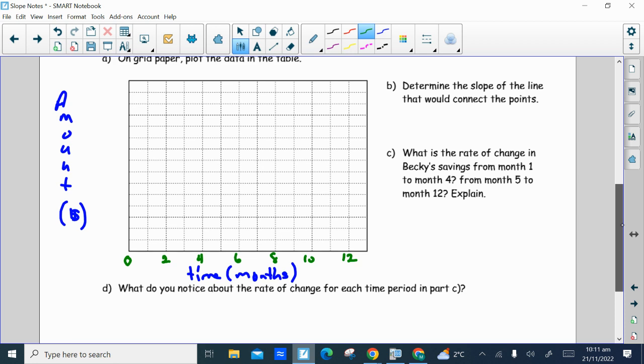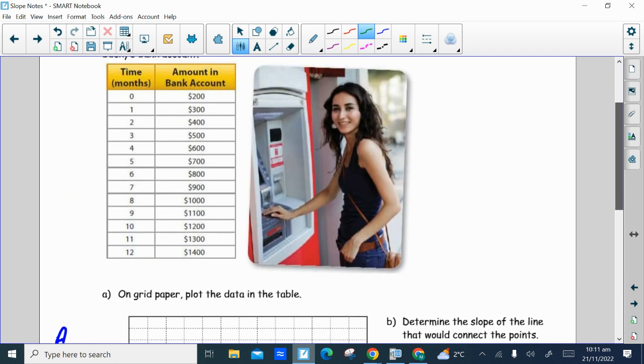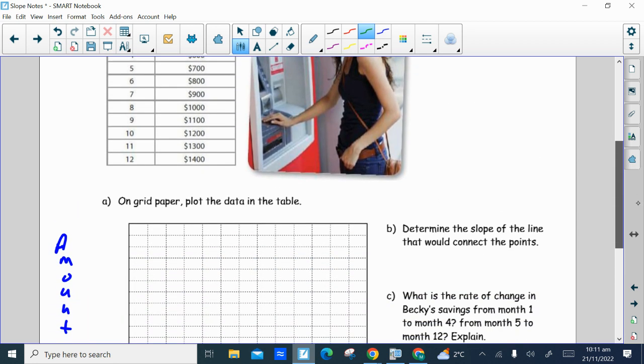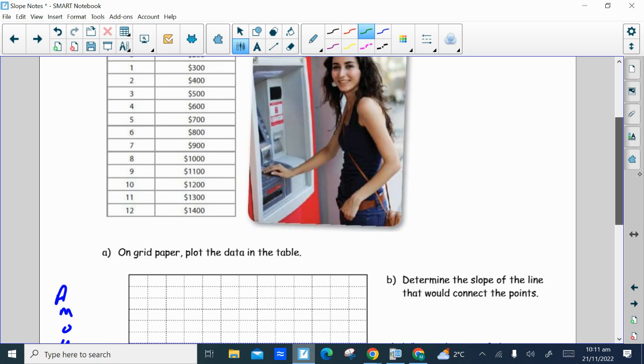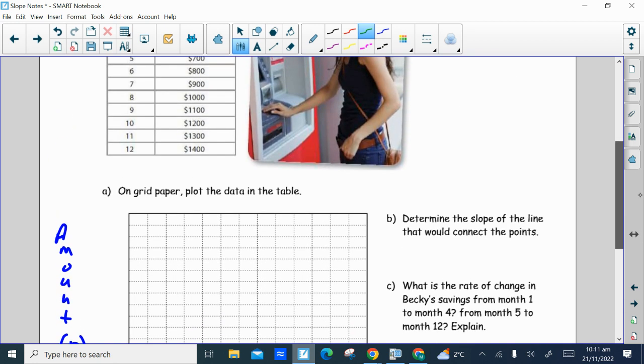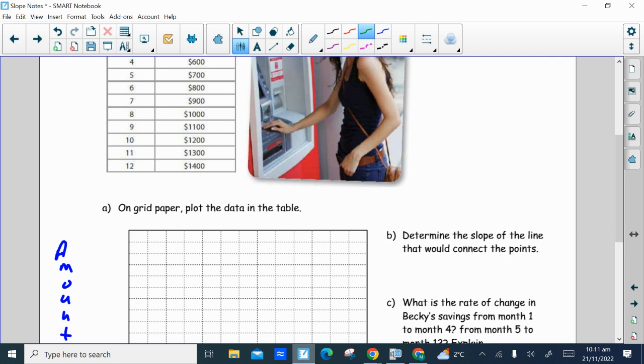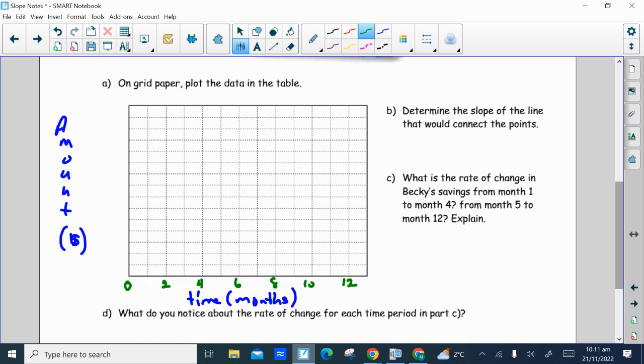And then along the side for the amount, we have to start at a minimum of 200 and go up to 1400. So if we start at zero and each horizontal line counted for another $100, we'd have to have 14 lines to fit all this data in. So let's see if that'll work. 1, 2, 3, 4, 5, 6, 7. I think it's going to work.